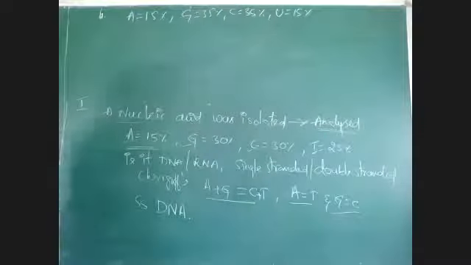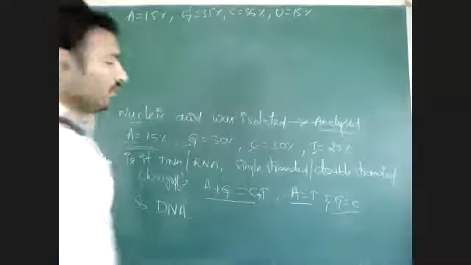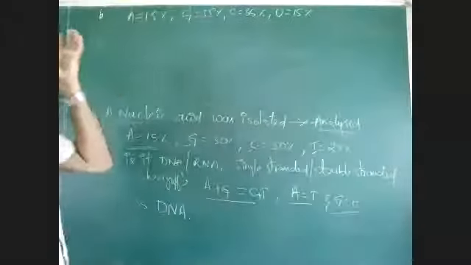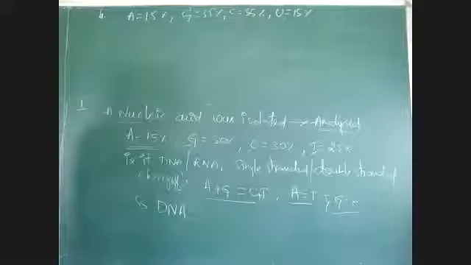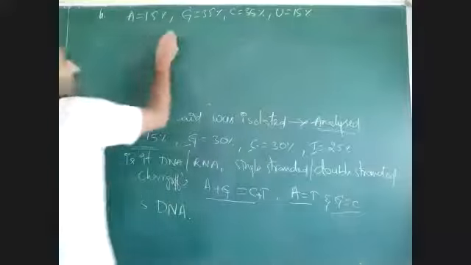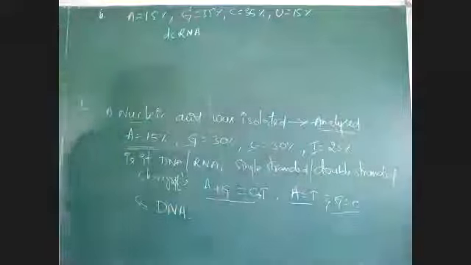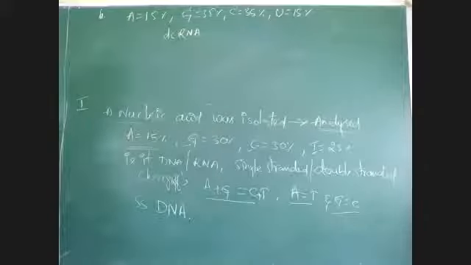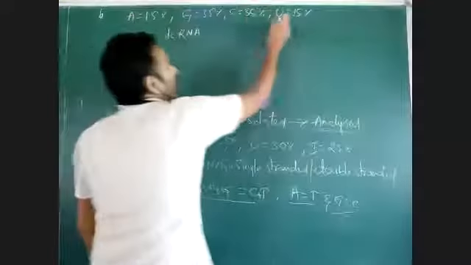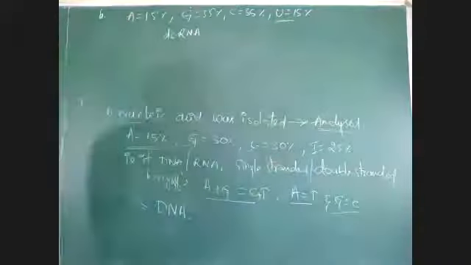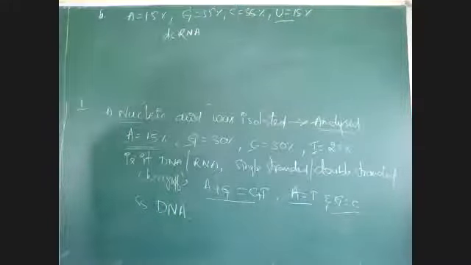Same model, another example. A is equal to 15, G is equal to 35, U is equal to 35, C is equal to 35. Then what is that molecule? Double stranded RNA, mRNA double stranded, yes. It is double stranded RNA molecule, because adenine and uracil are following the same ratio. Guanine and cytosine are also following the same ratio.